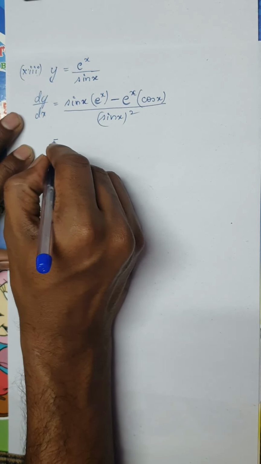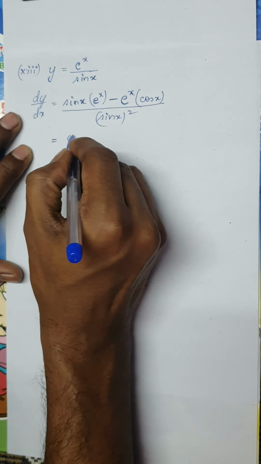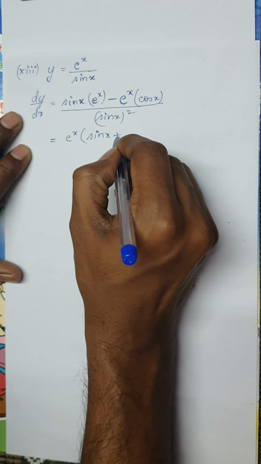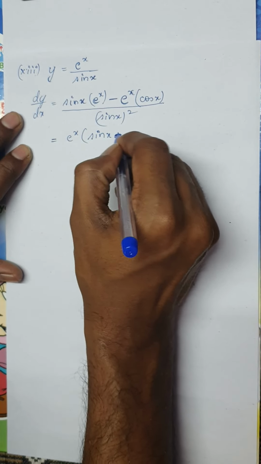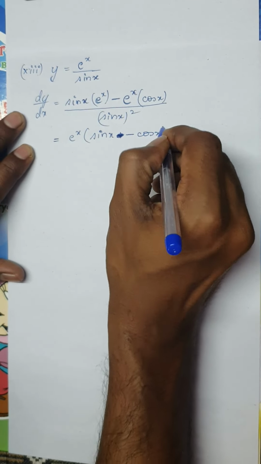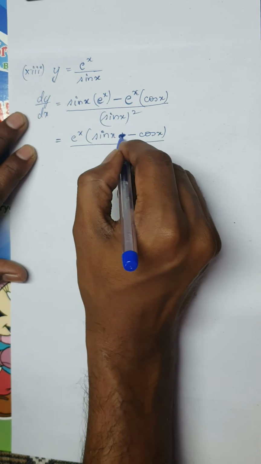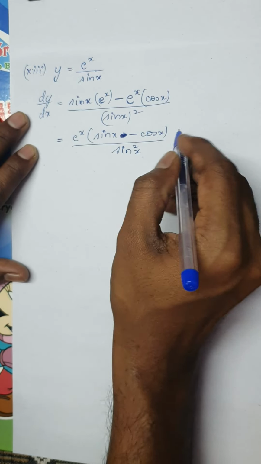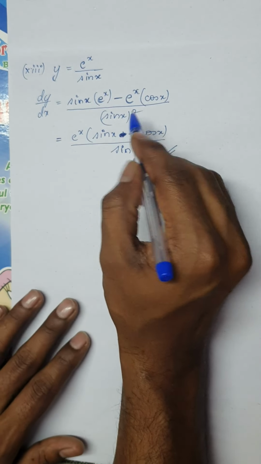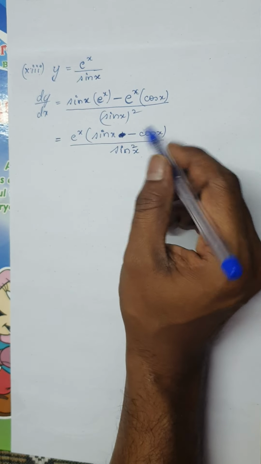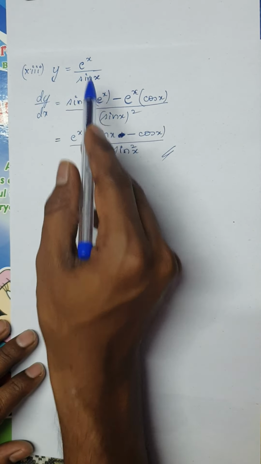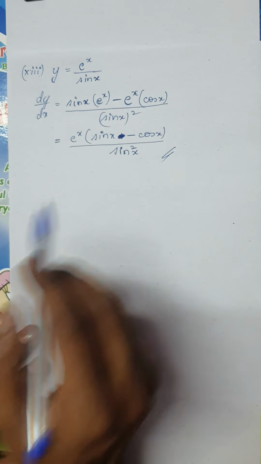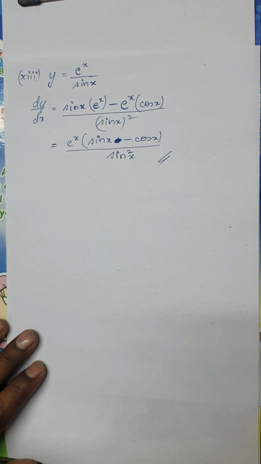Writing in a simplified way, we can see here e power of x is common in both the terms. If you take it out, I will get sin x minus cos x divided by, we all know sin x whole square can be written as sin square x. Please be careful, don't overwrite things. If possible, write this step again. So the derivative of e power of x by sin x is e power of x into sin x minus cos x divided by sin square x.